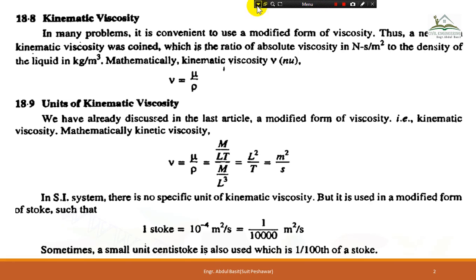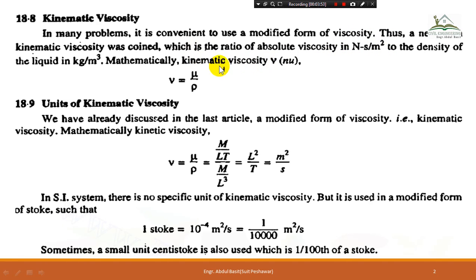It is convenient to use a modified form of viscosity. Thus a new term, kinematic viscosity, was coined, which is the ratio of absolute viscosity, in Newton seconds per meter square, to the density of the liquid in kg per meter cube. The unit of density is kg per meter cube, because it is mass per unit volume, with mass in kgs and volume in meter cube. The viscosity will be in the same units, Newton seconds per meter square, which we derived in the previous tutorial.